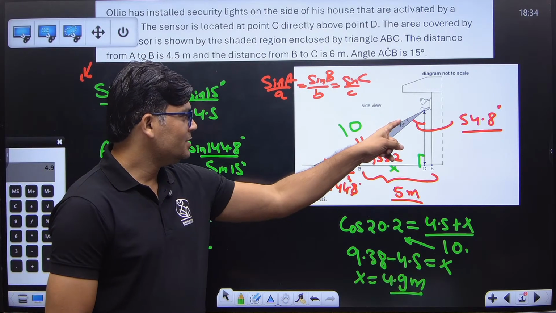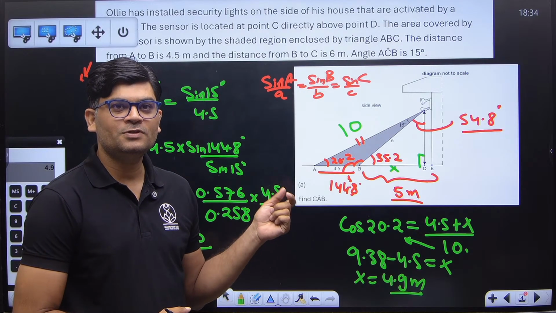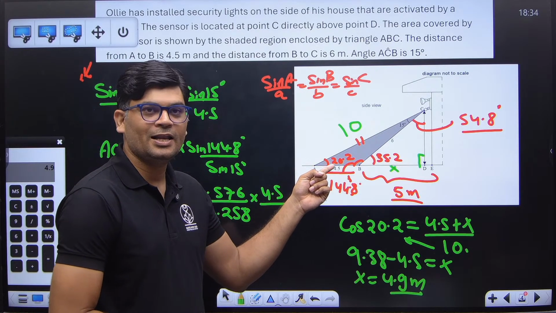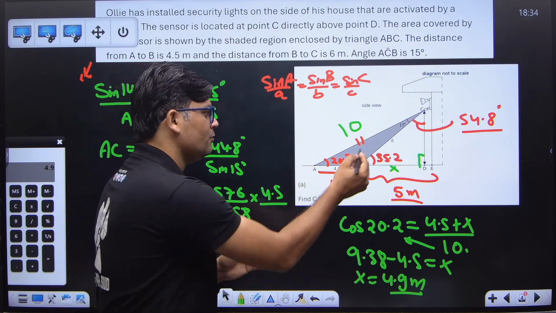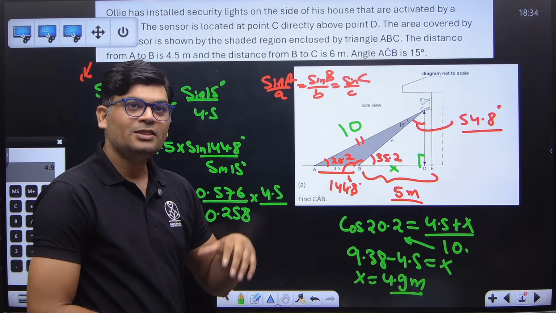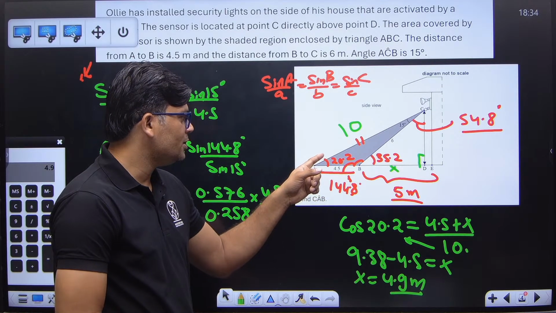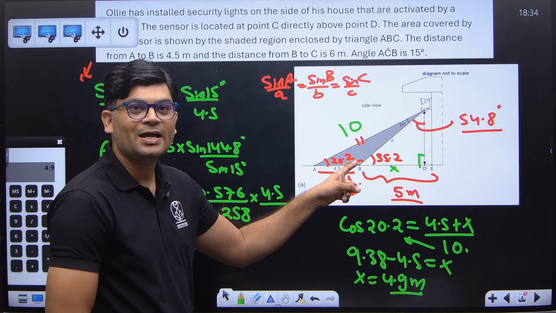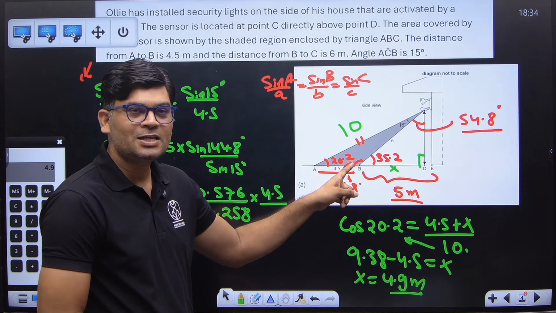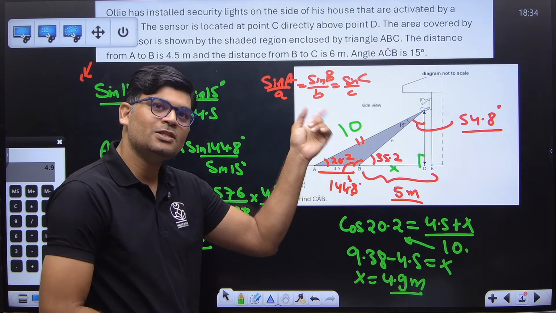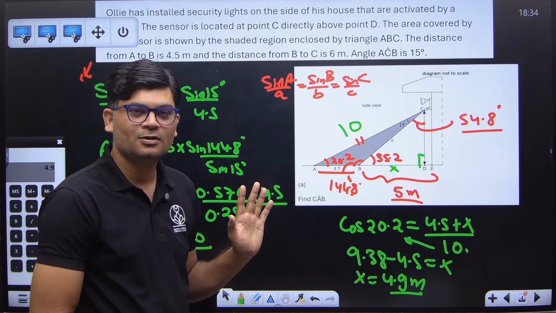So I said that this angle is 15 degrees. So with the help of sine rule, we got to know about this angle as well, because we already knew the side of this and this. And then as we got to know about this angle, with the help of this angle, we got to know about this side as well, using the same sine rule in the same triangle.